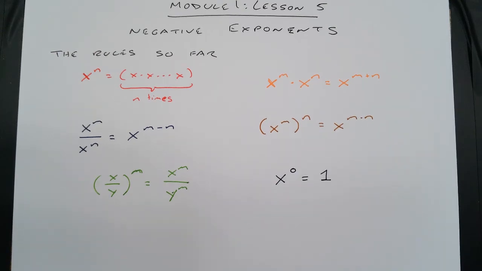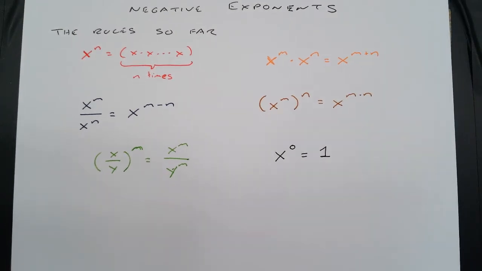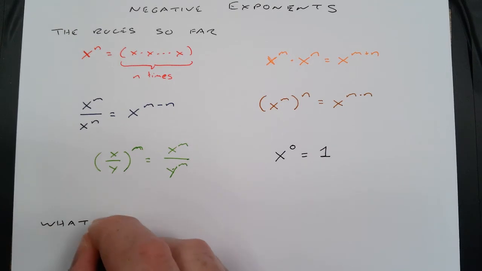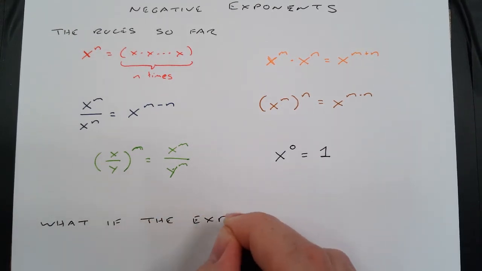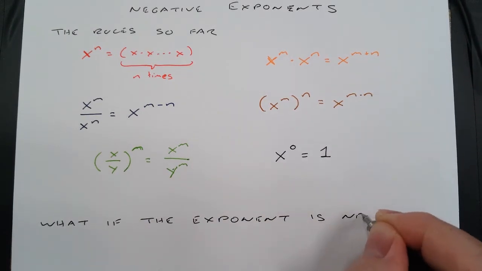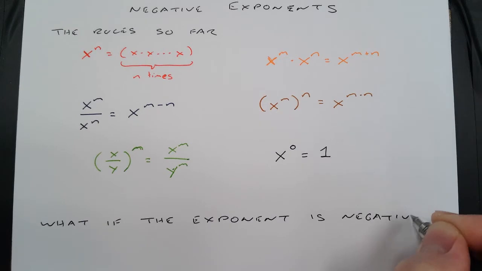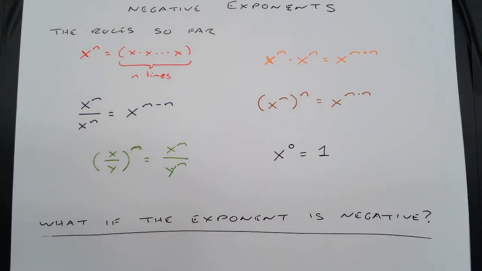We've talked about this with positive exponents. We talked about this with a 0 exponent. But what if the exponent is negative? What if the exponent is negative? Our zero rule won't help us.